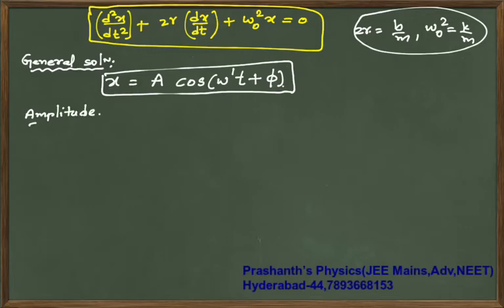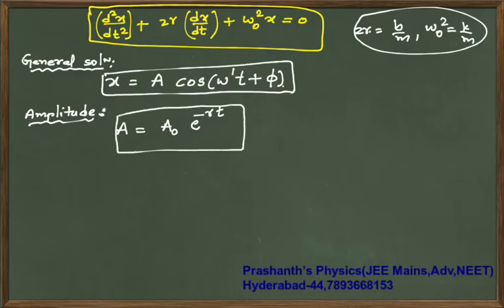Your amplitude a is equal to a naught times e power minus gamma t. What is a naught? Initial amplitude or initial position. In some books it will be xm. Here gamma is b by 2m. So from this what is the conclusion? Your amplitude decreases exponentially.